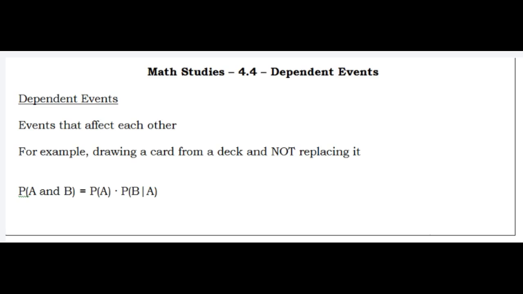To find the probability of two dependent events, A and B, you take the probability of A times the probability of B given that A has already happened. That's what this notation means. P(B|A) is the probability of B given that A has happened.